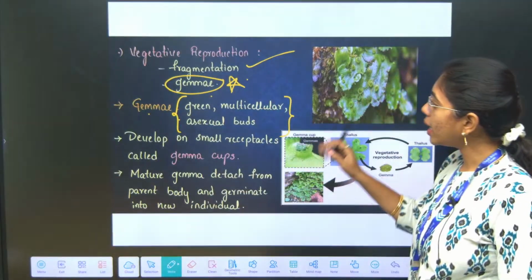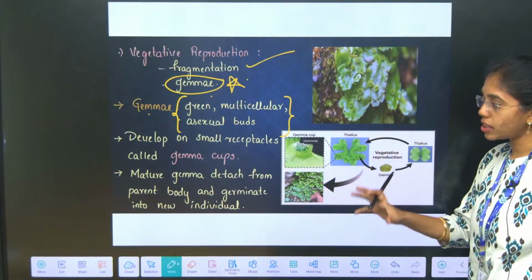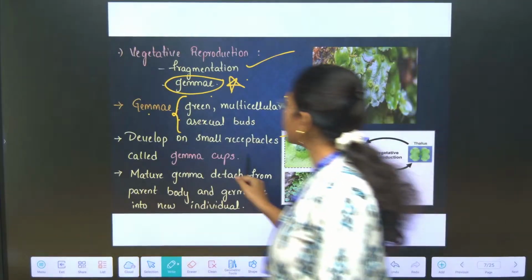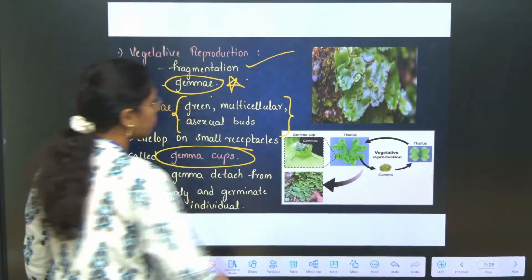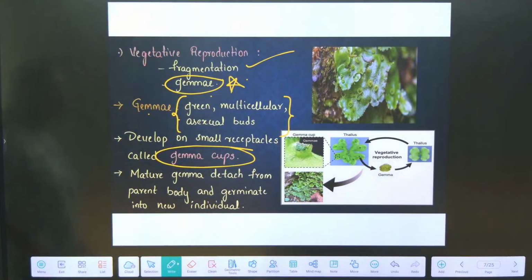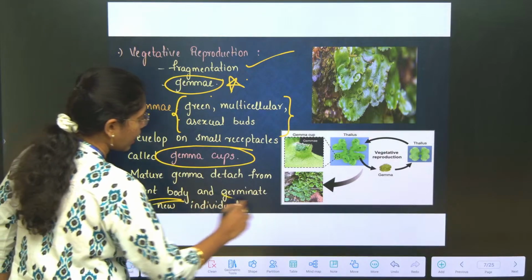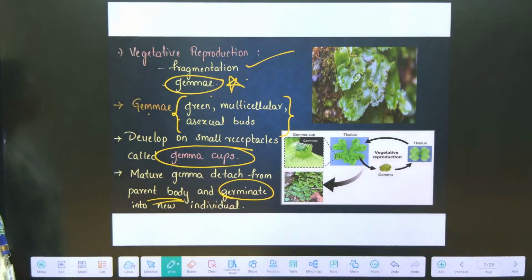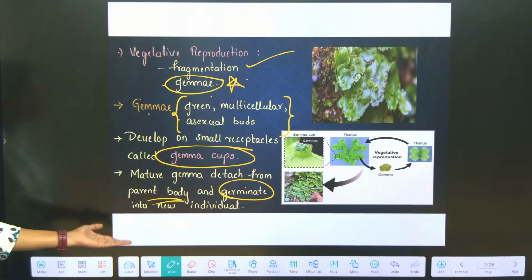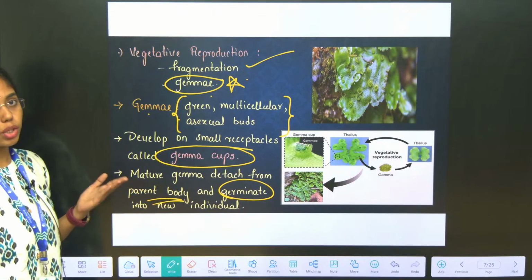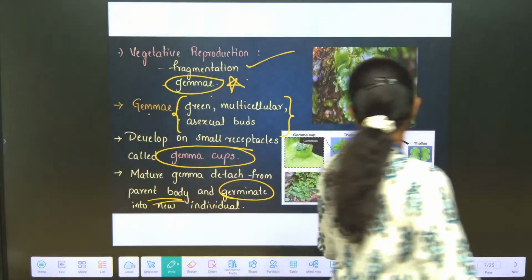Okay, so gemma here, these are the green multicellular asexual buds. They develop on the small receptacles called gemma cups. Mature gemma detach from the parent body and germinate into a new individual. Clear, right? Any doubt anywhere, beta?